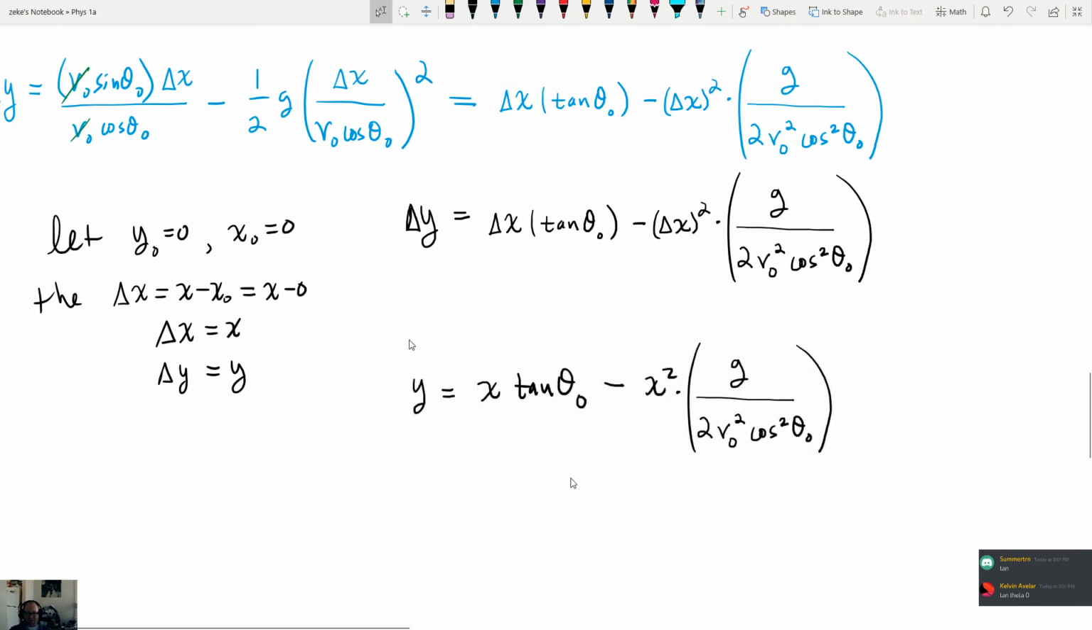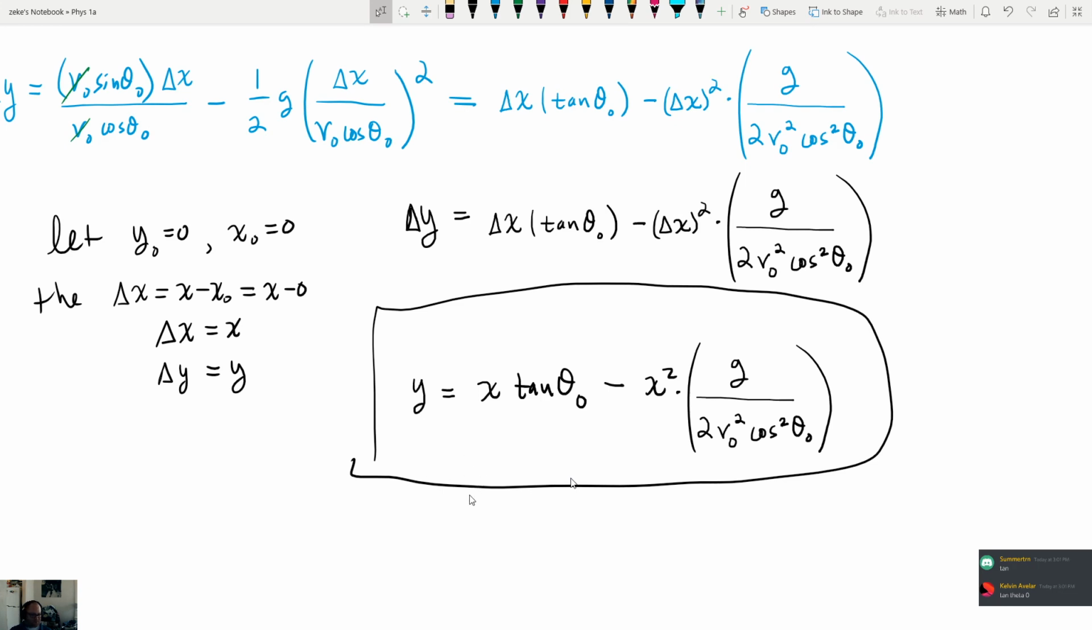Okay, if we look at that equation right there, what do you notice about that equation? Keep in mind that theta naught is just a number, right? G is just a number. V naught is just a number. All of the things in this parenthesis are just some kind of a number, right? Same thing with tan theta naught.